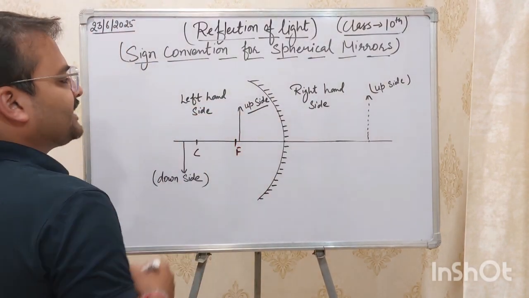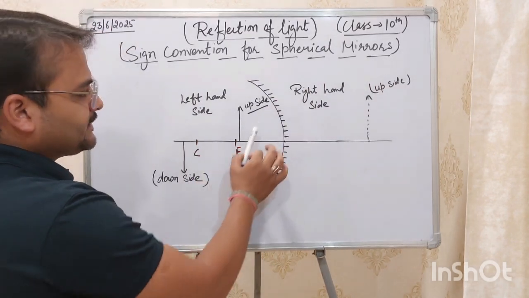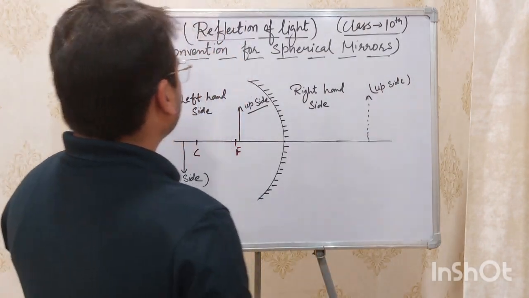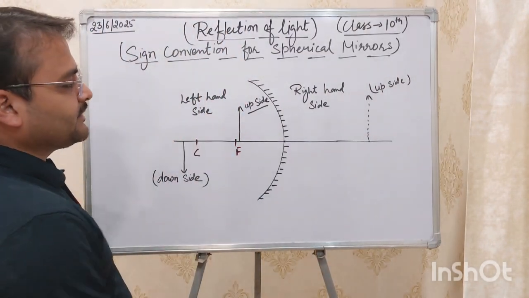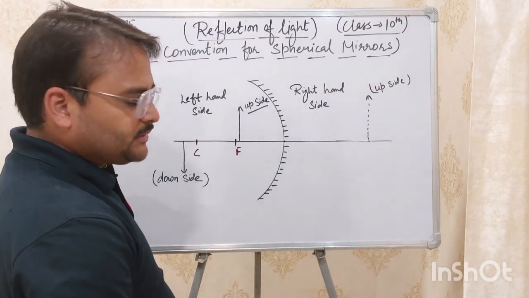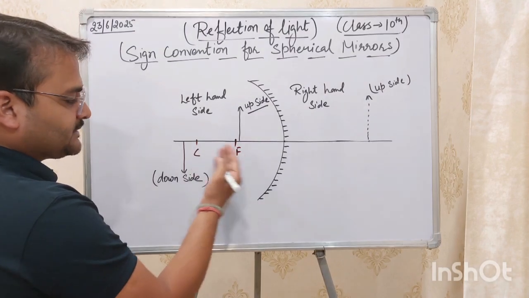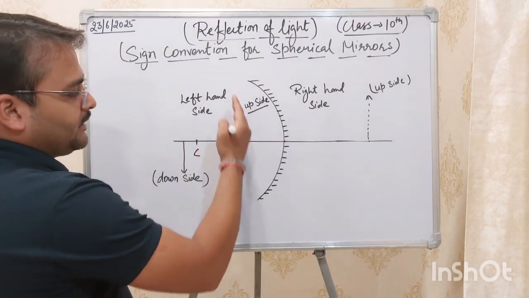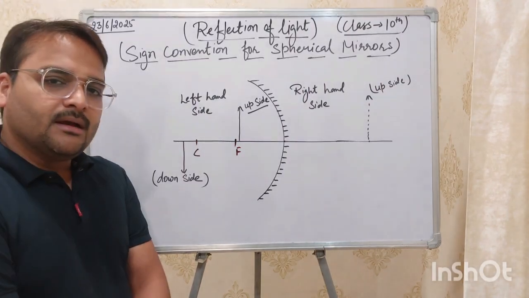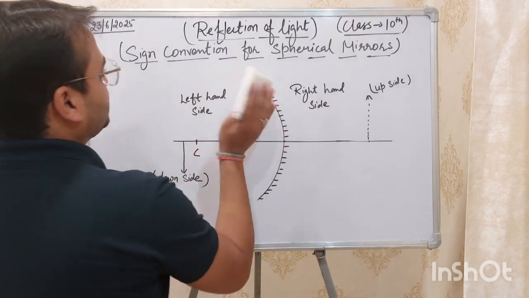So this side, the left hand side, we are considering. This is the right hand side we are considering. Down side, up side. This right hand side also upside where I have written here. So there are some important things in these points. The right hand side we are considering for image formation, and on the left hand side we are keeping things like focus, center of curvature, height of the object, and sometimes a real image is going to be formed. So let us start about the sign convention.